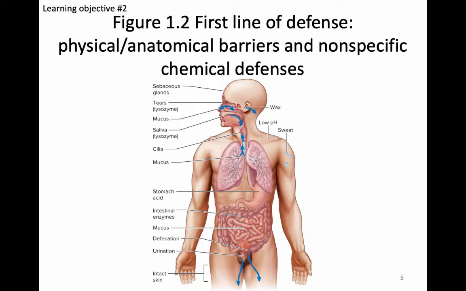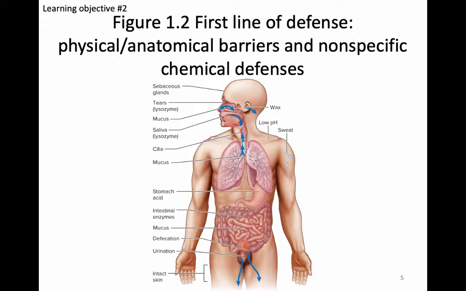In the first line of defense, we also have several non-specific chemical defenses. Some examples of these are tears in the eyes, which contain an enzyme called lysozyme. It's also present in saliva and sweat. Lysozyme will break down the cell wall of bacteria. We have sebaceous glands, which release oils in the skin that are antimicrobial. Earwax is antimicrobial. Sweat, which causes the pH of the skin to drop and for the skin to be salty, will prevent growth of microbes. And then in the stomach, we have a very acidic pH where most microbes are unable to grow.